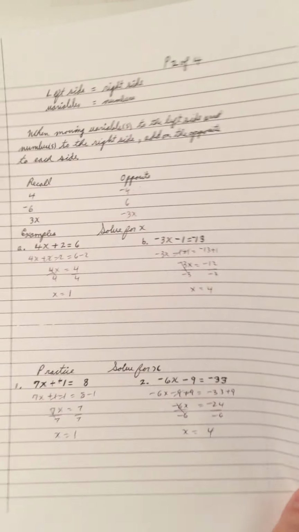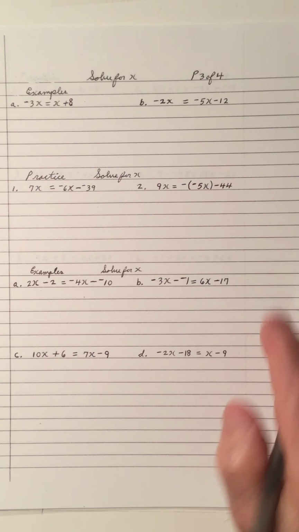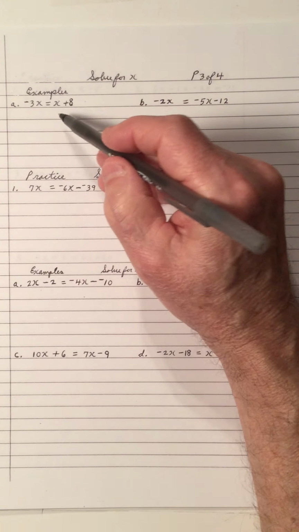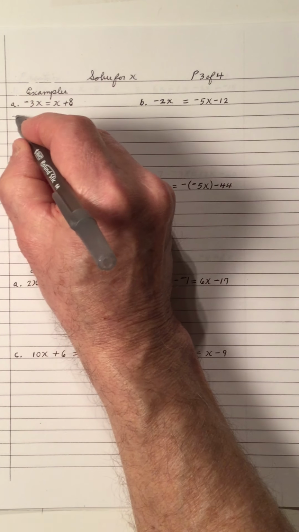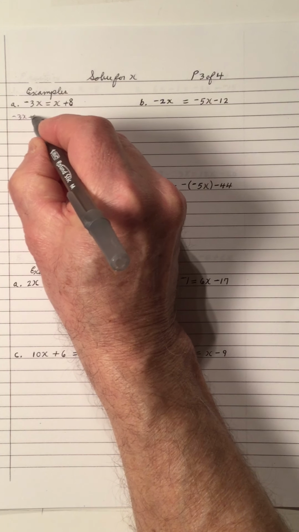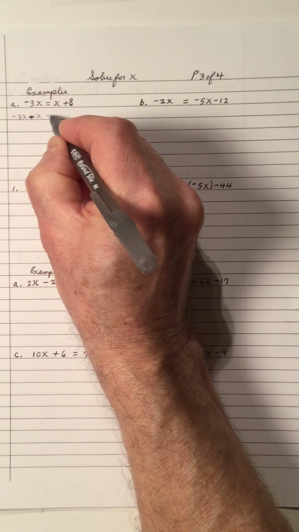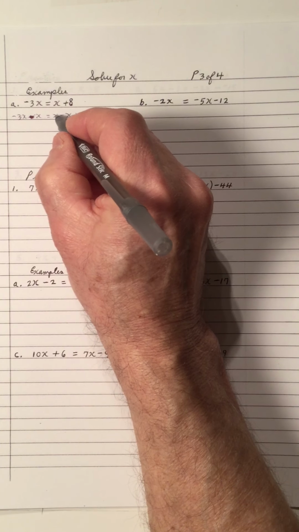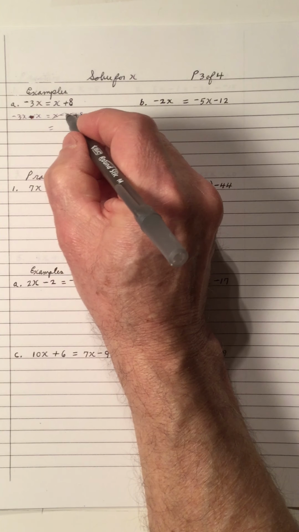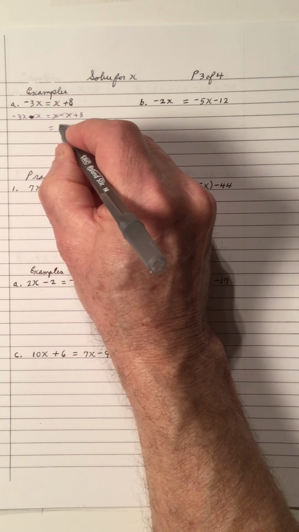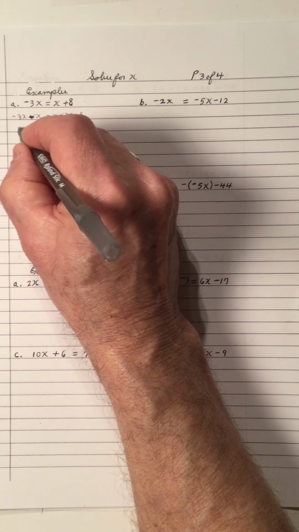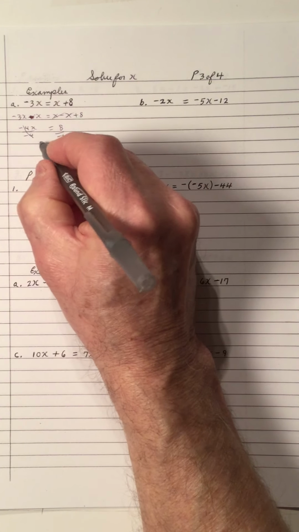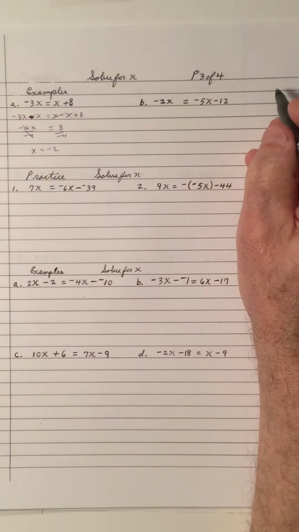Let's continue. Notice in this one, you have the x's on both sides now. So I had to move this x to the left side. So that means I have to subtract x from both sides. If I subtract x, x minus x gives me 0. So the x is moved from the right side to the left side. And a -3 minus 1 is a -4. Divide both sides by -4. They cancel. x is equal to -2.